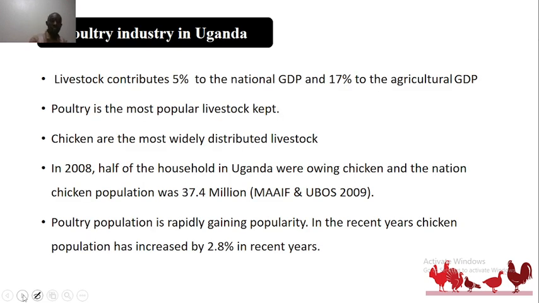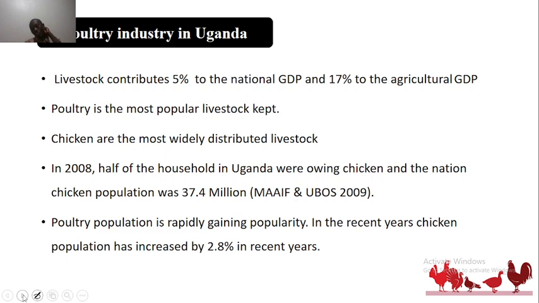The poultry production industry in Uganda: livestock in Uganda contributes 5% to the national gross domestic product, then 17% to the agricultural gross domestic product. Poultry is the most reared, the most popular livestock, and chicken are the leading. Imagine, chicken are in 40, then we the humans, the population is also in 40, meaning we are competing with chicken.